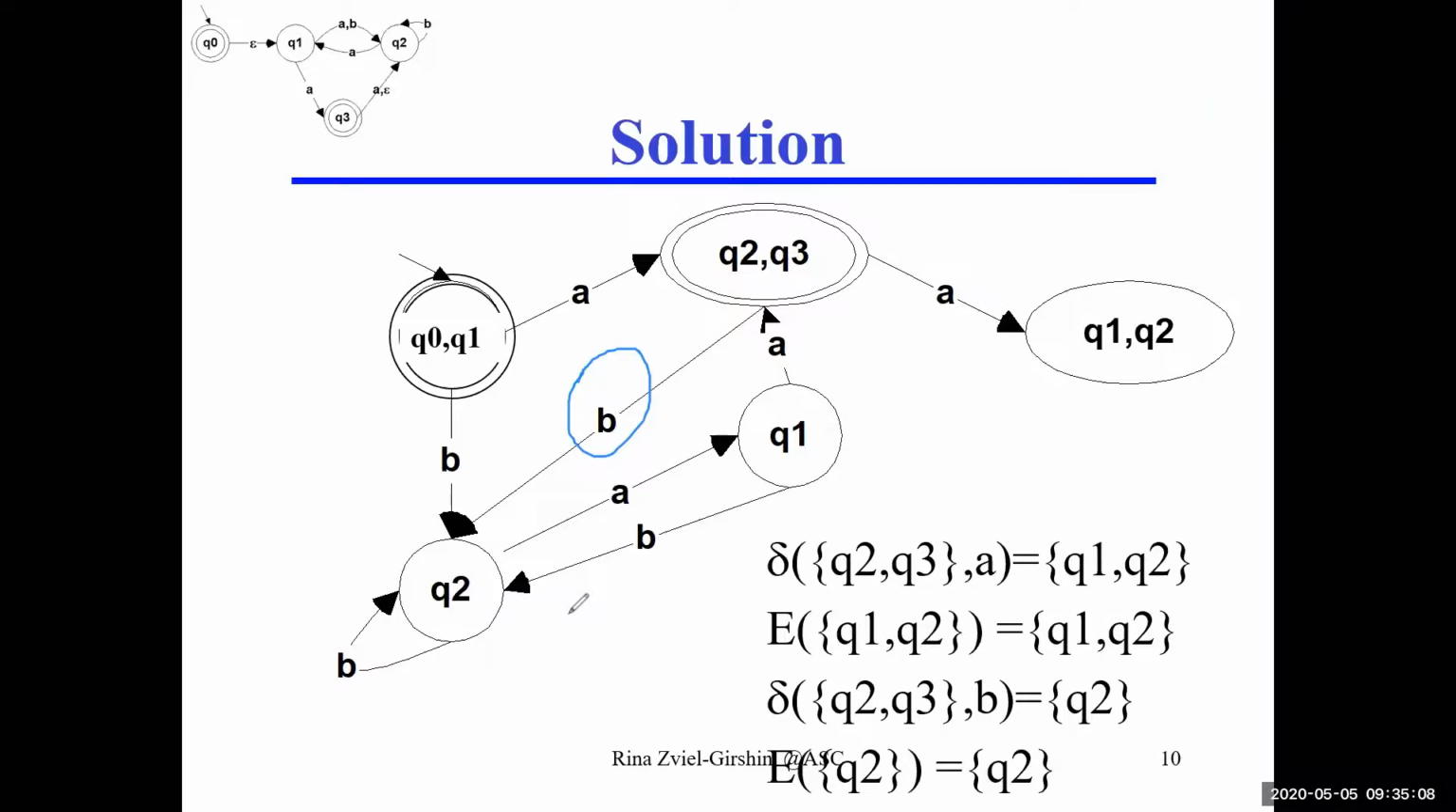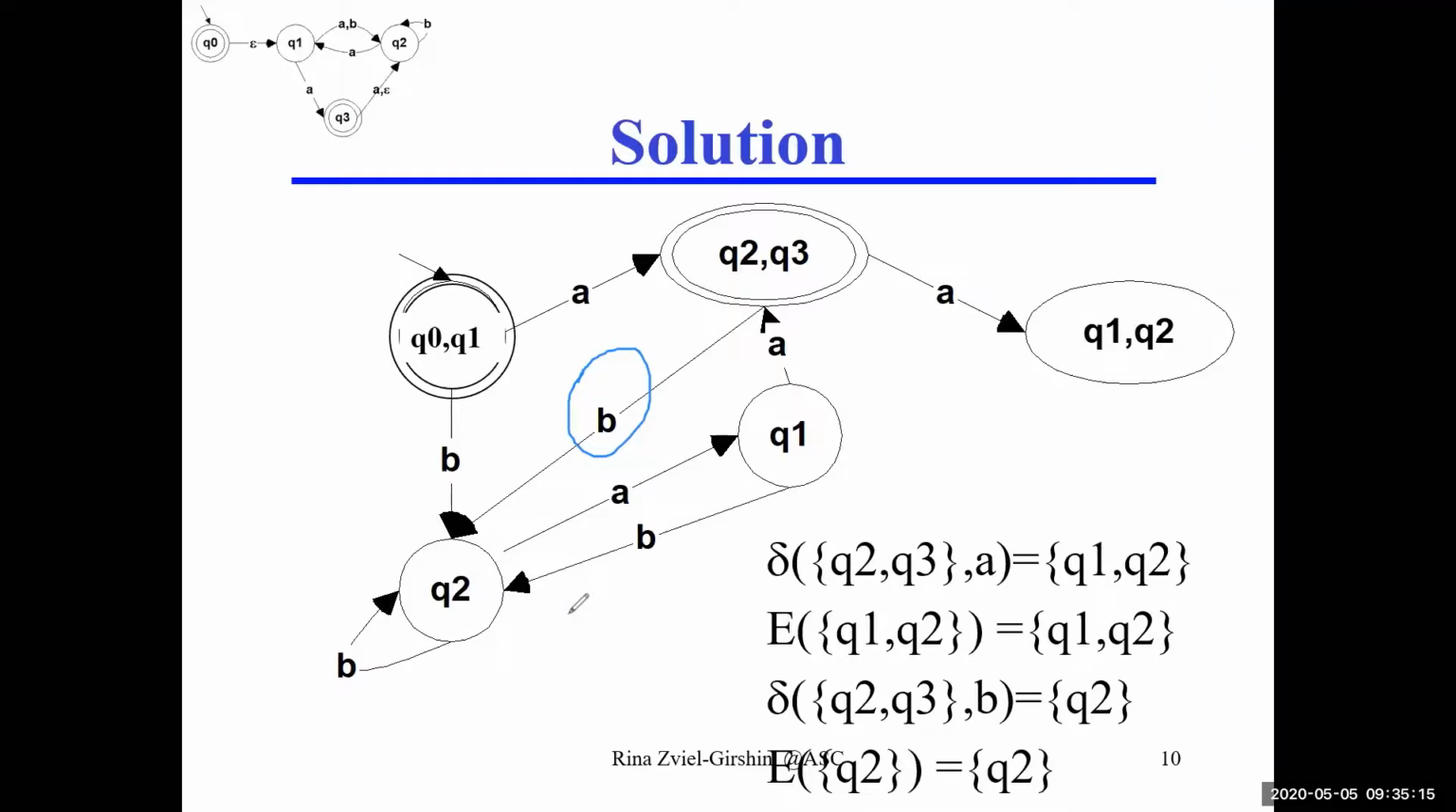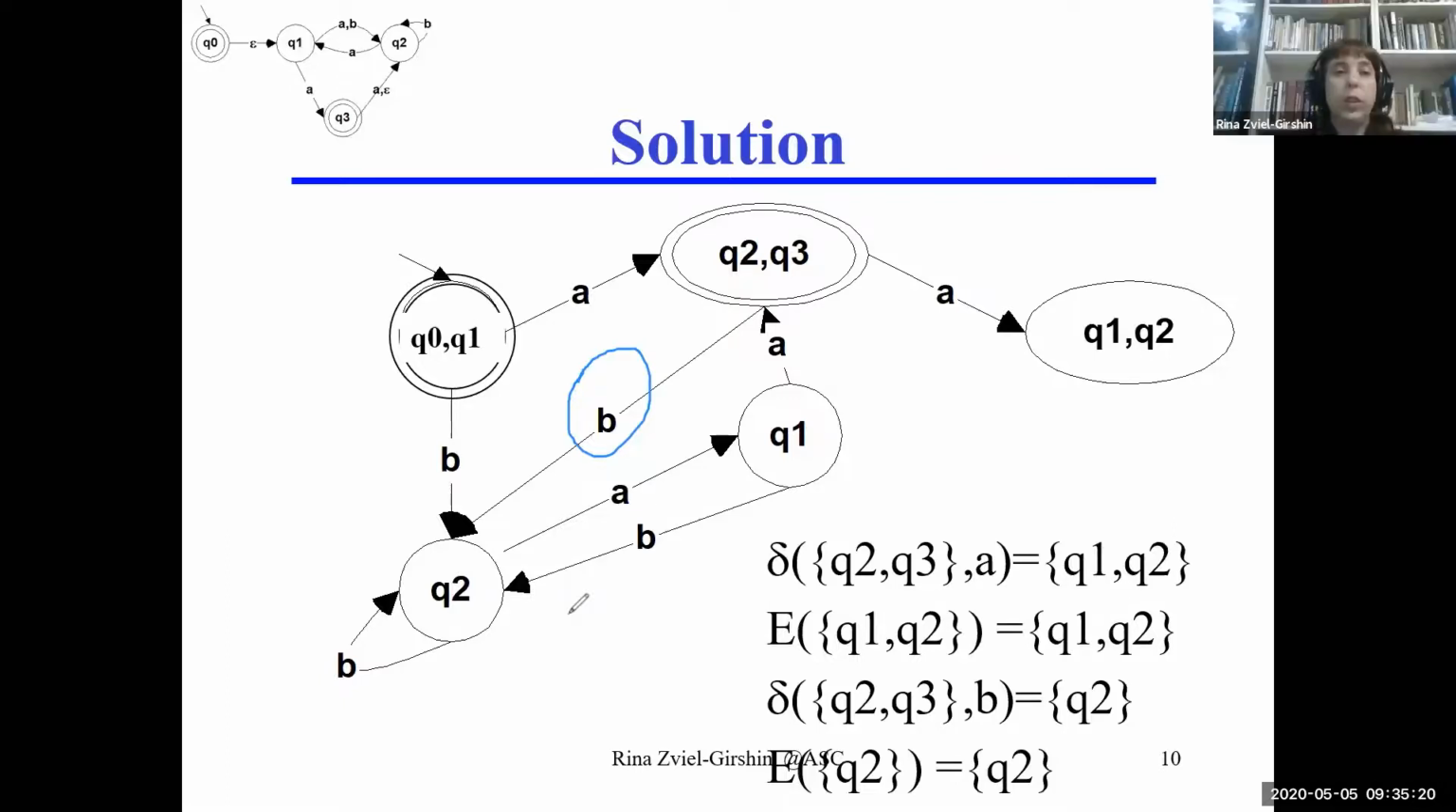What about C? We didn't have C as an input letter here. What is this with Q? It's epsilon. Okay. Okay, sorry.